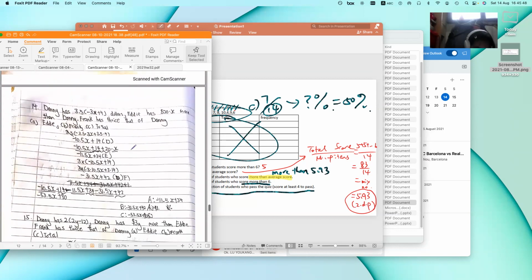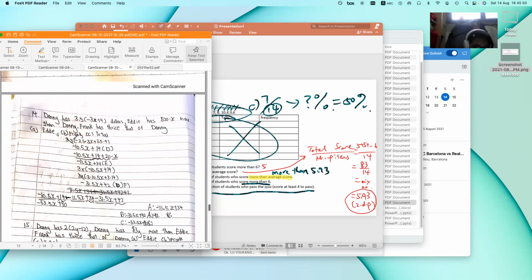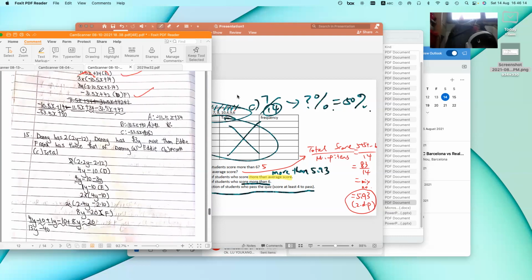Okay, final question 14. Danny has this, times in, very good. Times in, first arrow, second arrow, very good. This part is Danny. And then Eddie has more, so must plus, very good, plus. So when you plus, you have, very good. This is Eddie's three, so you times in. Very good. So question 14A, first time, correct.